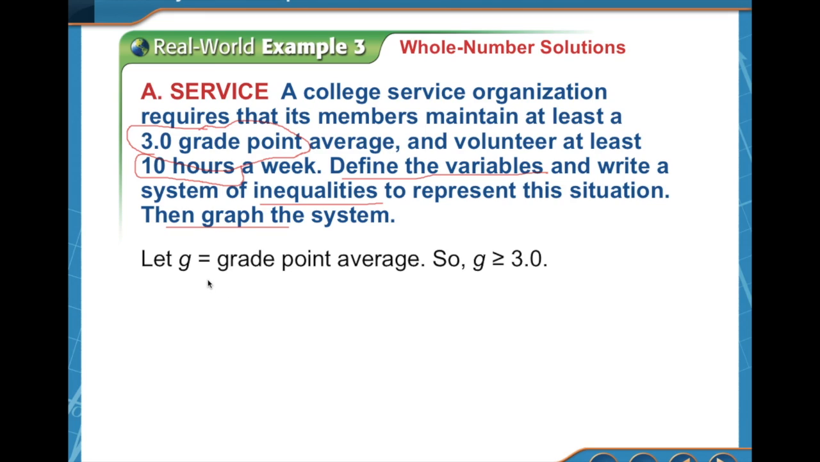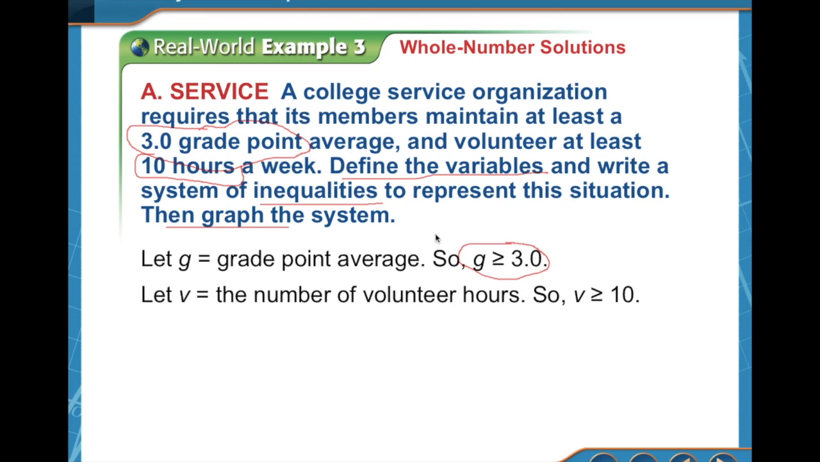So it must be at least 3.0, so that means 3.0 or higher. So G can be greater than or equal to 3.0. That is our first equation. So have that part for your notes. Next, we know we need to have at least 10 volunteer hours. So V for volunteer hours is going to be our second variable. And at least 10 means it can be 10 or anything greater than 10. So we have V is greater than or equal to 10. That is our second equation.